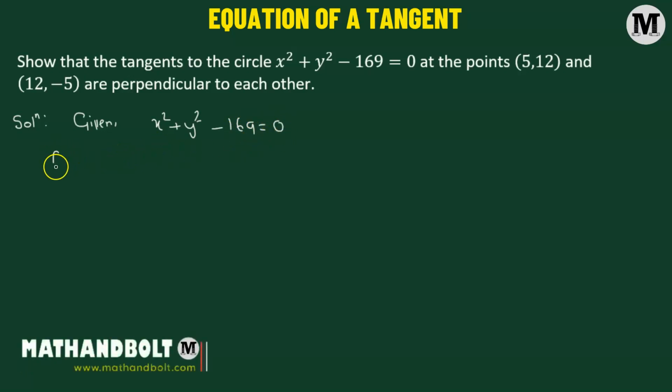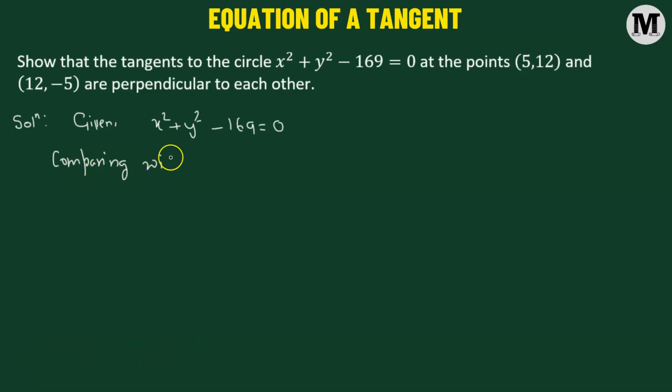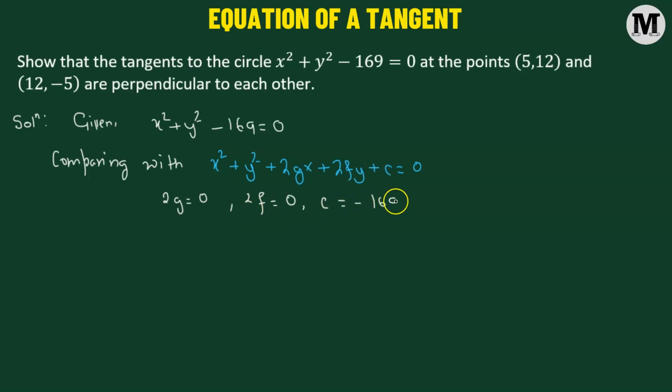So what we'll do is compare this particular equation with the general form of a circle. The general form of the circle is given by the equation x squared plus y squared plus 2gx plus 2fy plus c equals 0. And this immediately gives us the values of the constants g, f and c. So 2g will be equal to 0, 2f will be equal to 0, and the c value will be negative 169. So g will be 0, f will be 0. Fine. Now we have 2 points.